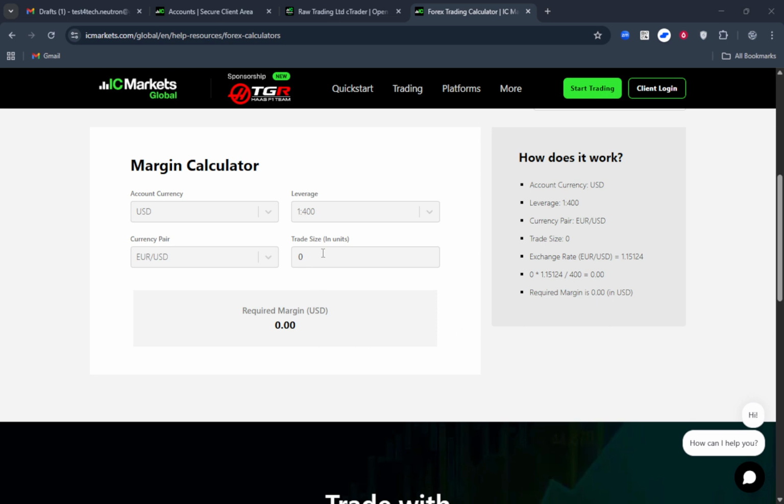That's it. Use the calculator to test different pairs, lot sizes, and leverage, and always confirm your free margin before you trade.